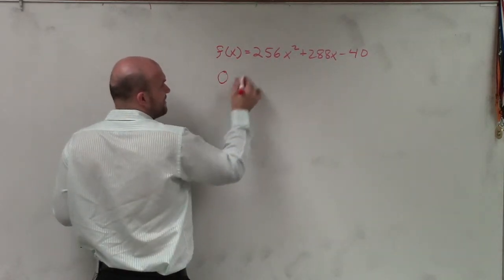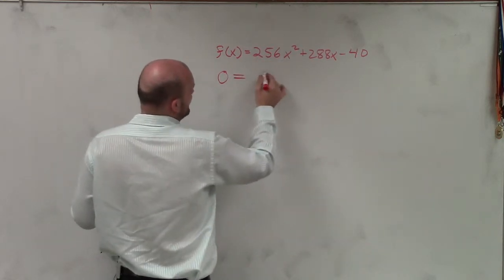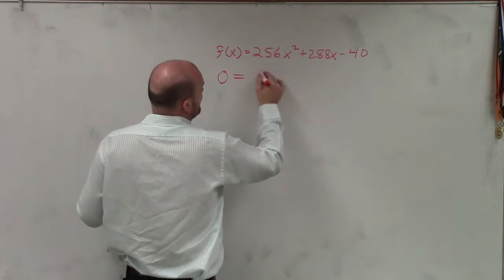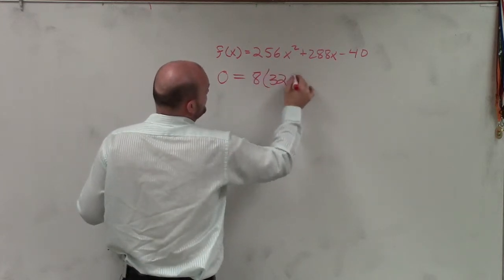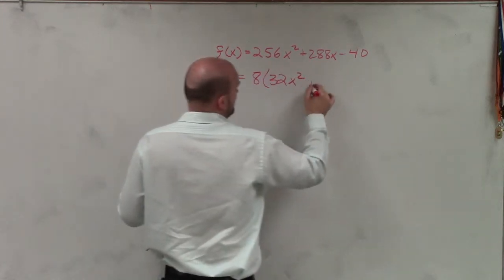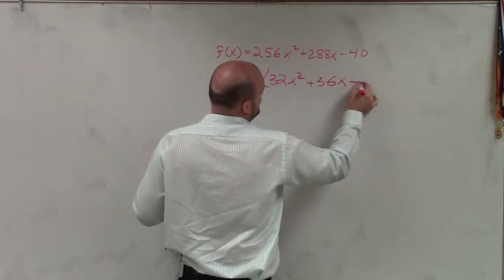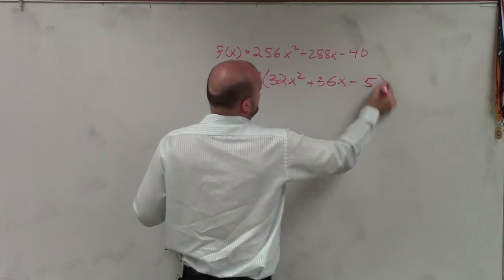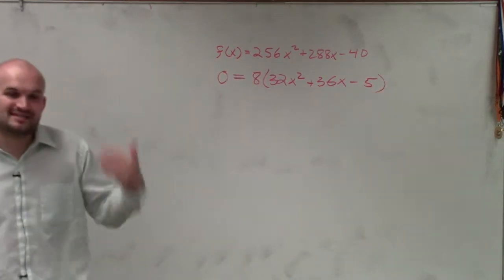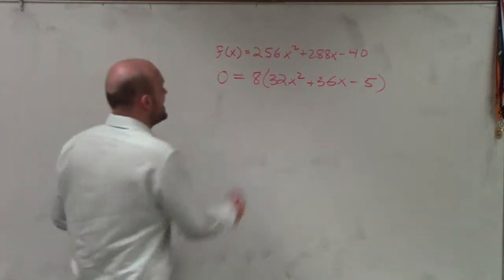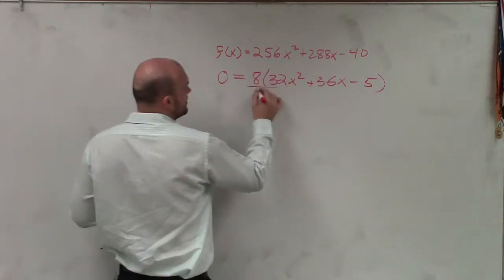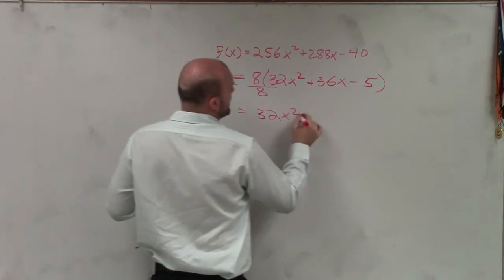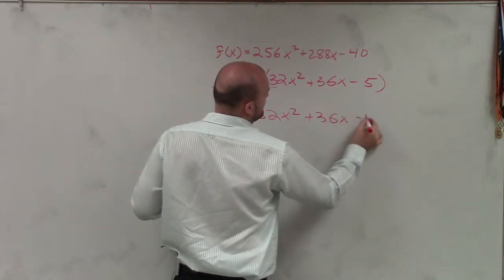Since I'm solving a quadratic, I'm going to set my f of x equal to 0. When I factor out an 8, let me show factoring out an 8, I'm left with 32x squared plus 36x minus 5. What's nice about factoring this out is it's not going to affect my solution, because now these two are a product that equals 0. I can just divide out the 8, and therefore I have 0 equals 32x squared plus 36x minus 5.